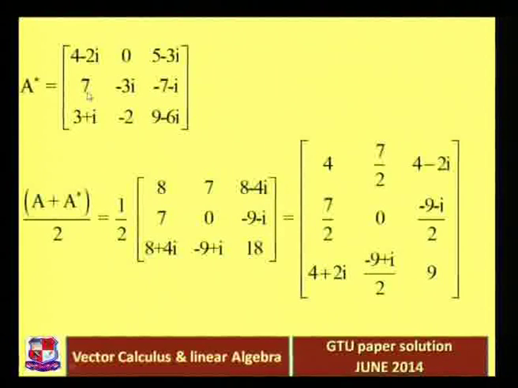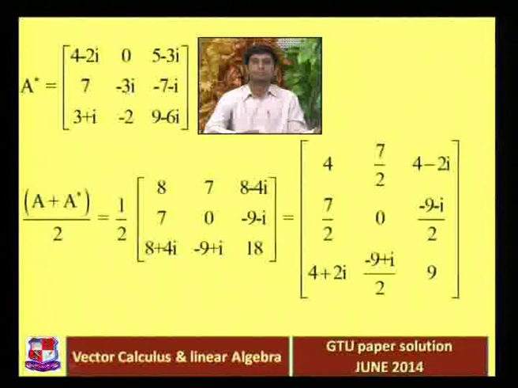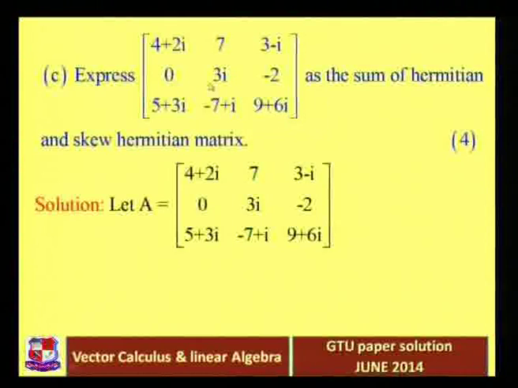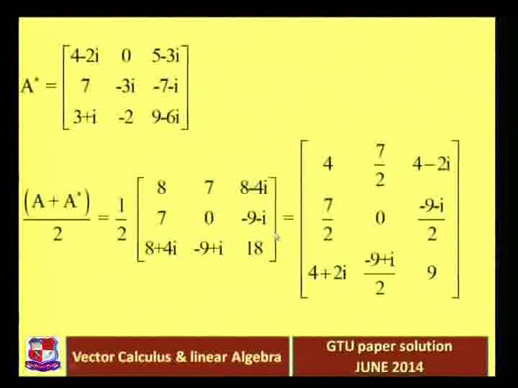Then 7 plus 0 again 7, then minus 3i plus 3i, that will become 0. Then this is minus 7 minus i, and here we have minus 2. So minus 7 minus i minus 2 will become minus 9 minus i when we add these two elements.